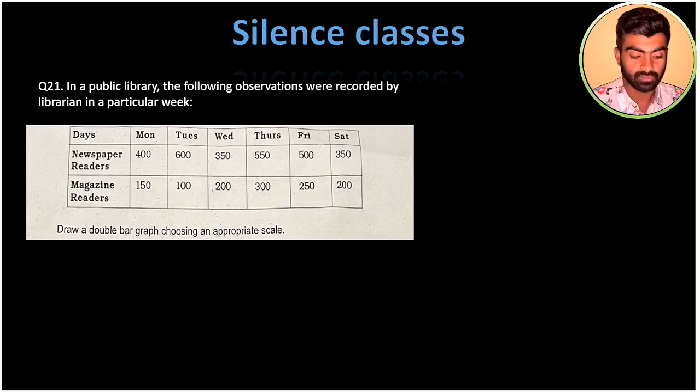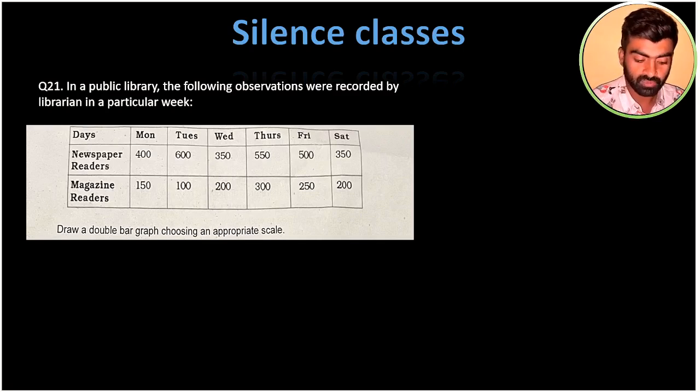Hello, let's do the next question. This is question number 21. In the public library, the following observations were recorded by the librarian in a particular week. Means in a particular week, all these types of data were analyzed by the librarian. What we have to do is draw a double bar graph, choosing an appropriate scale. So we have to choose the appropriate scale first of all. Then you have to draw a bar graph. Over here, two sets of data are given, that is newspaper and the magazine.